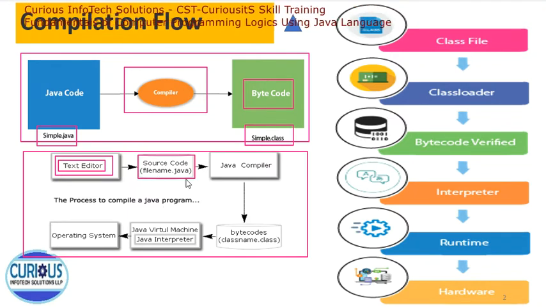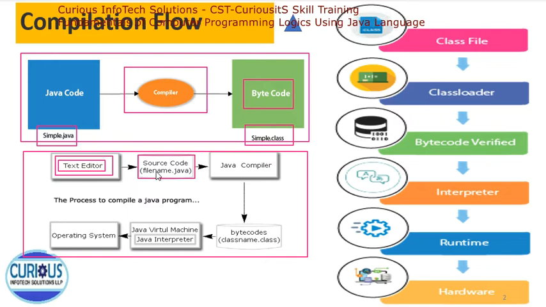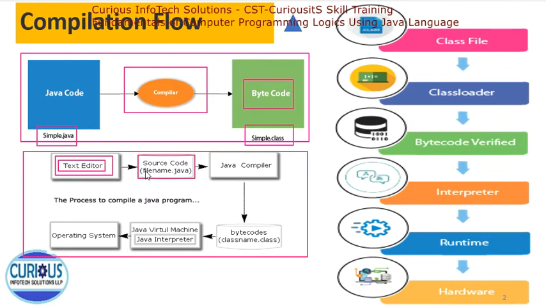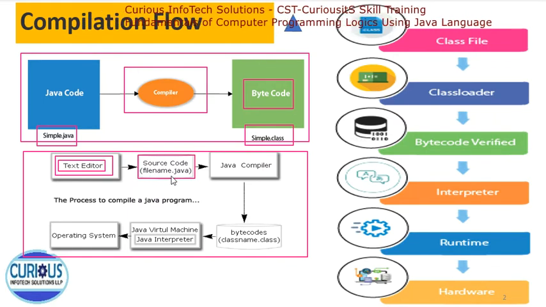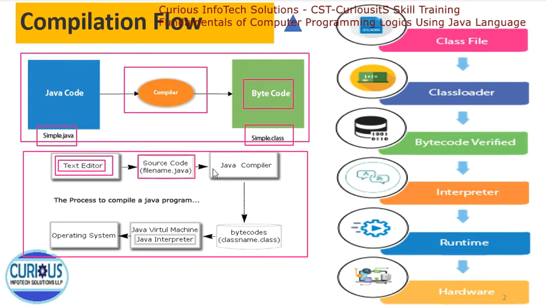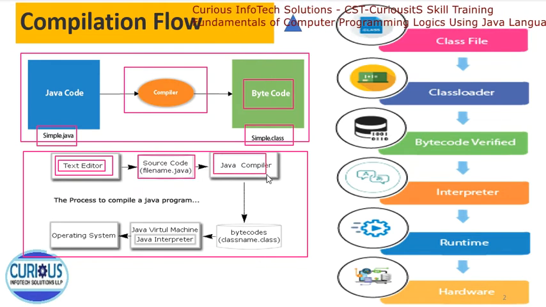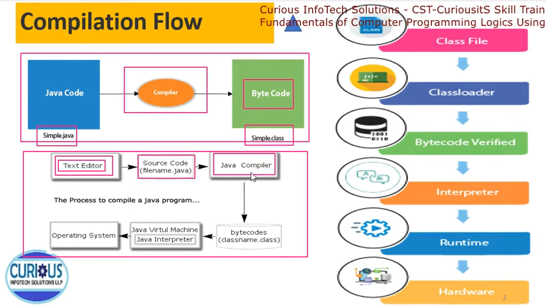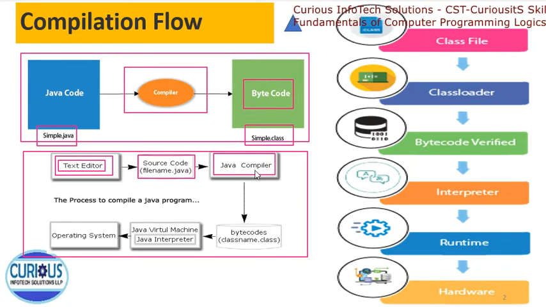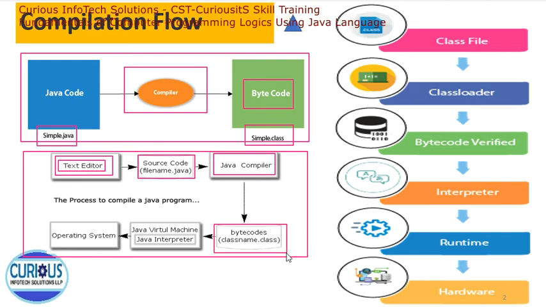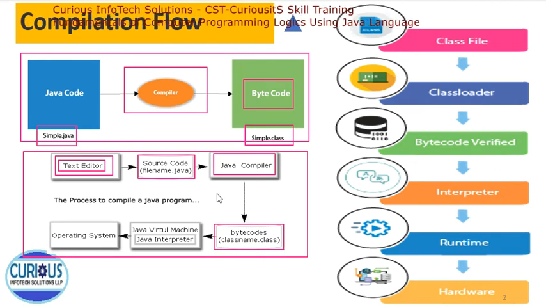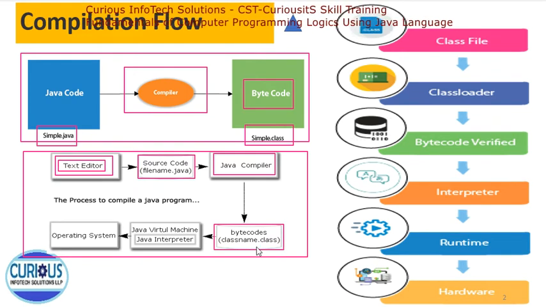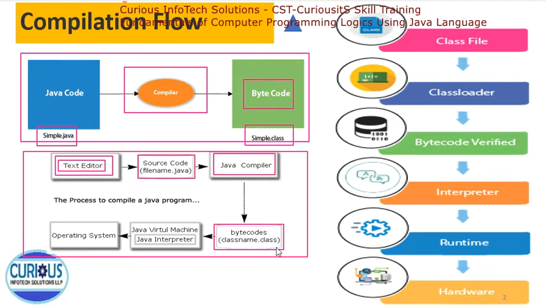So here after writing this program and saving in this name file name .java, we have to use the one compiler, and using this Java compiler we will actually translate our source program to this your bytecode program. So this bytecode program actually have a format of file class name डॉट क्लास.